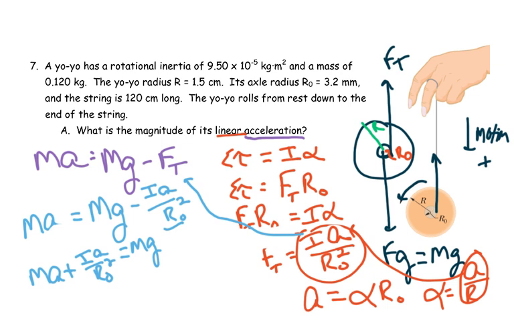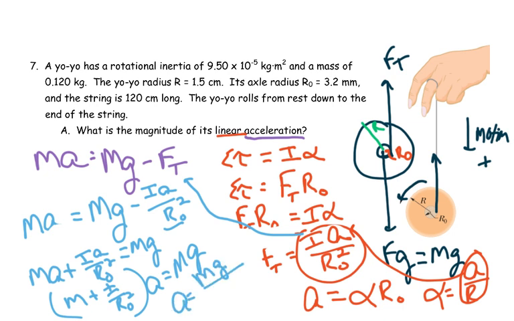equals the gravitational force. You can factor out the linear acceleration from the left side, and then divide both sides by that expression. So your linear acceleration is the weight or the gravitational force on the yo-yo divided by its mass plus its rotational inertia divided by that radius squared. And now it just becomes a plug in your given information.